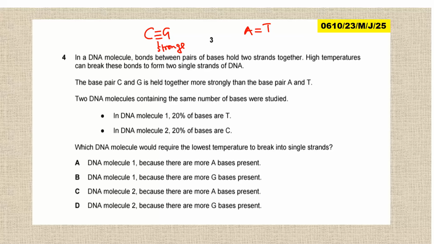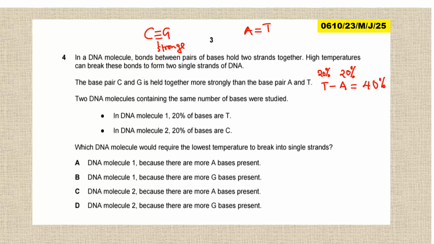The thing is that two DNA molecules containing the same number of bases were studied. In DNA molecule 1, 20% of bases are T. Now, do you know what it means, 20% are T? So look at this. We are saying T pairs with what? Pairs with A. So where you find T, you find also A. If we are saying this is 20%, it means that also this is 20%. So they pair in equal. So 20%, 20%. So out of the total percentage, we already have 40%.